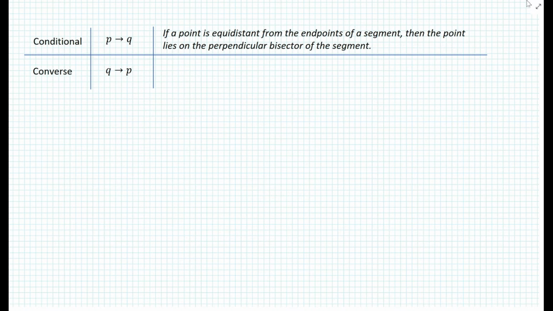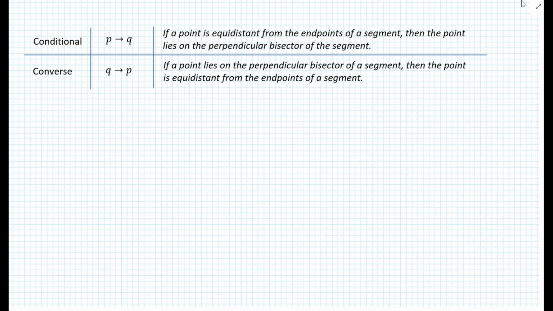Well, let's first formulate it. So the converse would be if a point lies on the perpendicular bisector of a segment, then the point is equidistant from the endpoints of a segment. So that's what we want to check. We want to see if this is true as well. So let's put a question mark. Let's first draw it out and see if we can prove it.